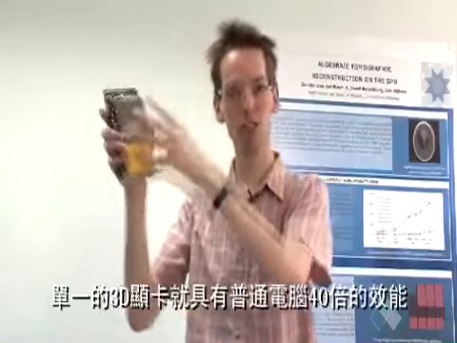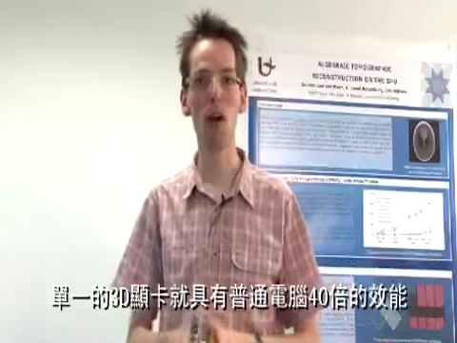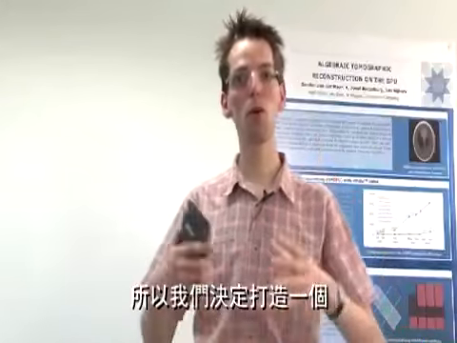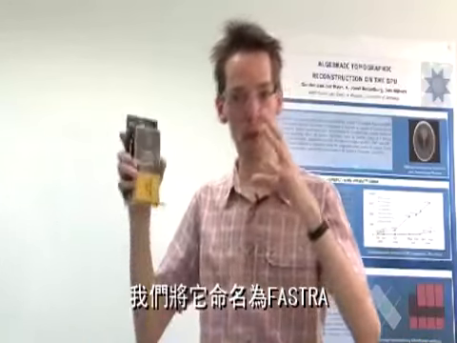In fact, a single 3D card can already be up to 40 times as powerful as a normal PC for tomography. Now, we decided that that is still not enough, so we built an extremely powerful super PC which contains 8 GPUs. It's called the Fastra.